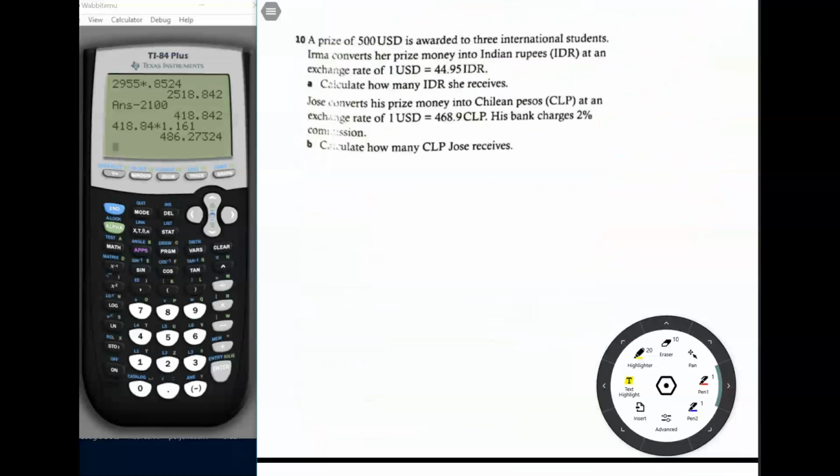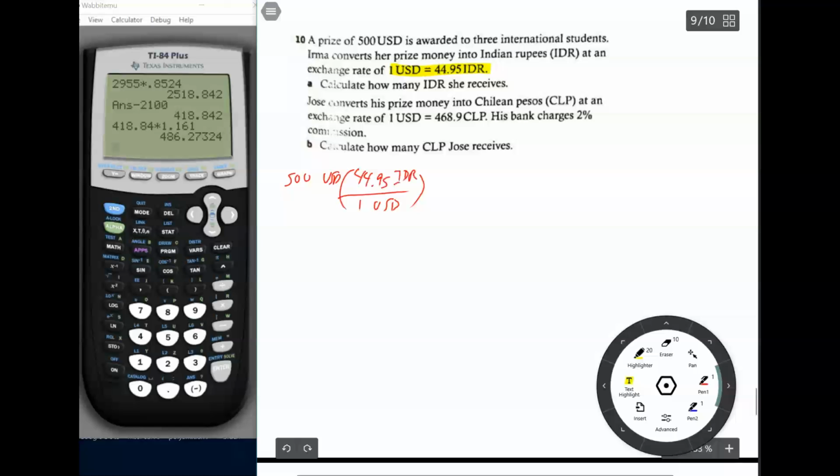Number 10. A prize of $500 is awarded to 3 international students. Irma converts her prize money into rupees at an exchange rate of $1 is 44.951 Indian rupees. Calculate how many rupees she receives. So we've got $500, and we're going to multiply that times this exchange rate, $1 to 44.95 IDR. And the US dollars are going to cancel out.